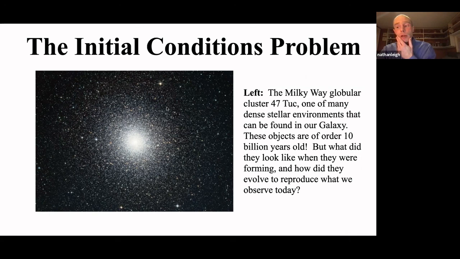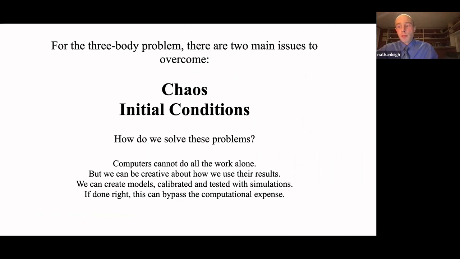For example, if you see very high central densities are reached, then this could suggest low binary fractions, since there are apparently too few binaries to supply the needed heat source to bounce out of core collapse before reaching such a high density state. And I'll skip ahead; you get the idea that chaos and initial conditions are two problems that we need to overcome.